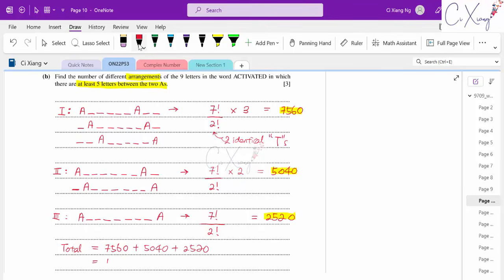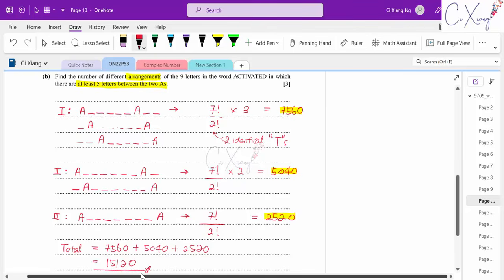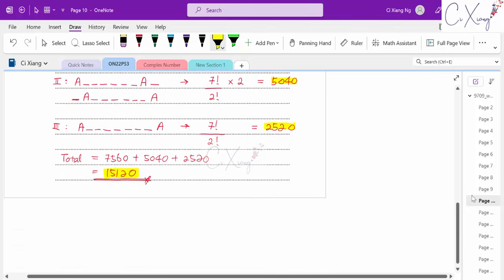And from here, you should get 15120. Okay, so this is how we try to arrange the letters according to the restriction given. Okay, then let's proceed to part C.